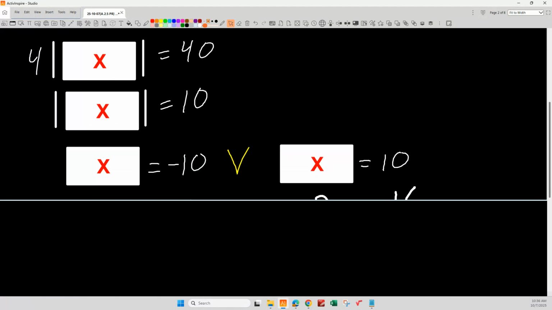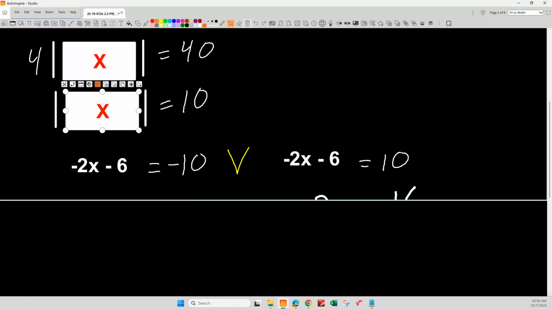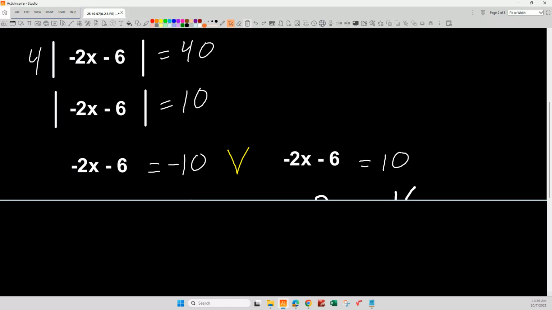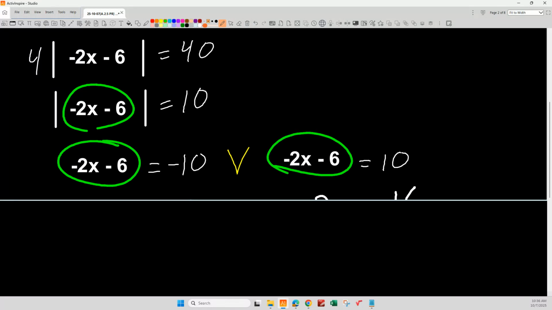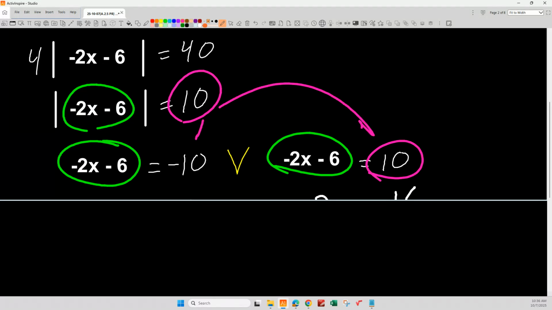Okay, so now we've got... oh, we didn't want to do that. Now we can get rid of that big X and we can actually look at what's inside. What's inside is negative 2x minus 6. So that's either going to equal positive 10 or negative 10. Okay, give me thumbs.